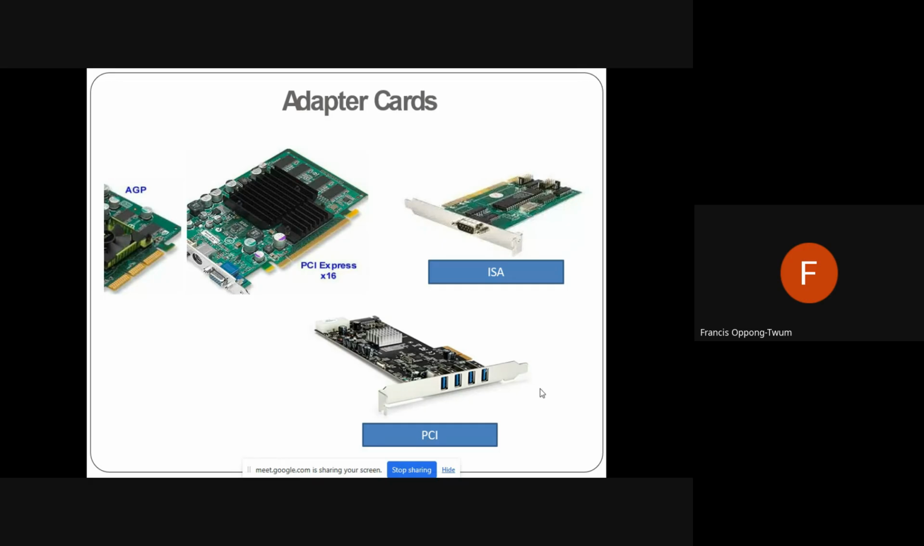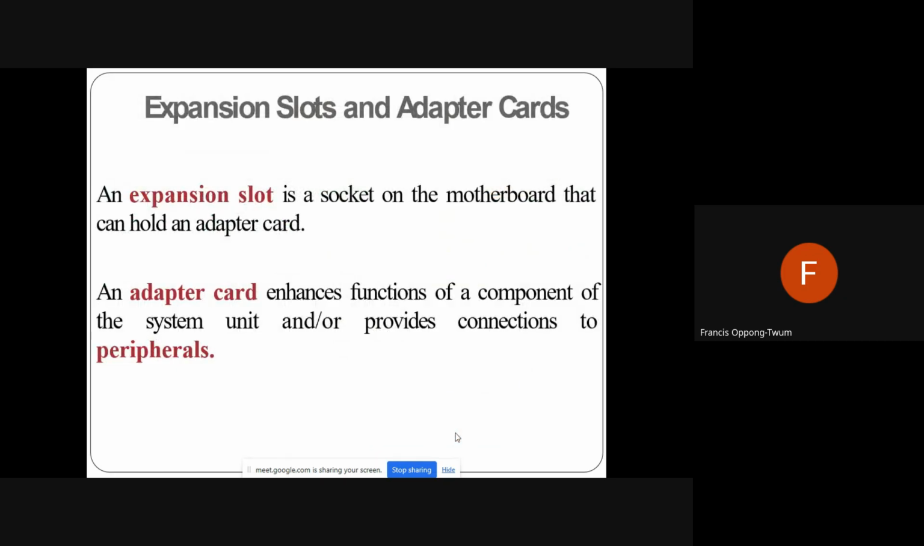And when we look at these adapter cards, these are the cards that will act as the daughter board to the main motherboard. So these are adapter cards. We have the AGP, we have the PCI Express, we have the ISA, we have the PCI, and so on and so forth. And that is that for you.